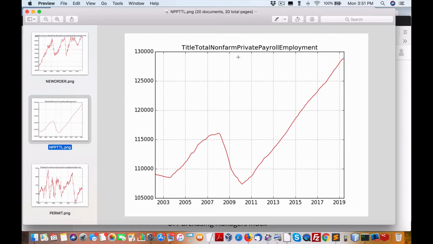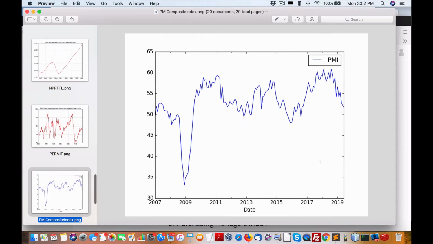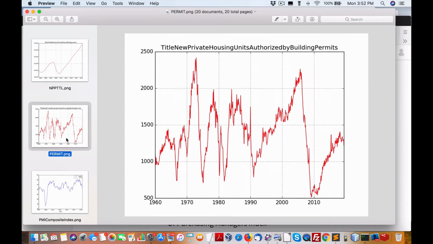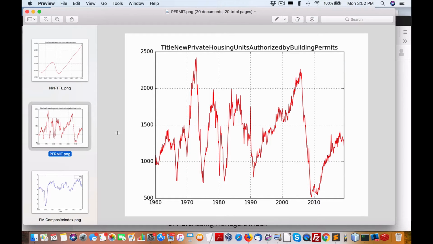The non-farm private payroll has gone up. Now, this is another important one, private housing, number of authorized building permits. It has been rising. Right here, it's been steadily down. But I can't say if I give Trump all the credit for that. But there's that uptrend, but it has dropped off, as you can see here.